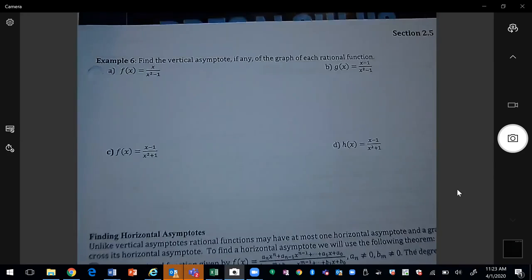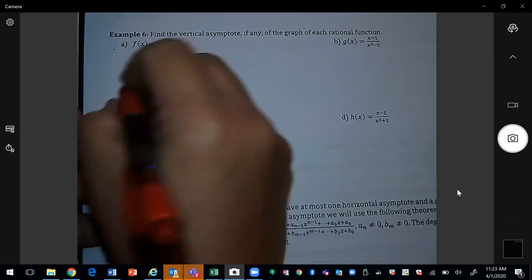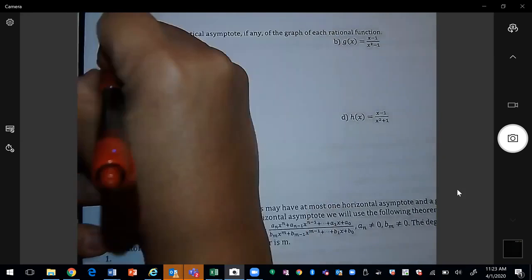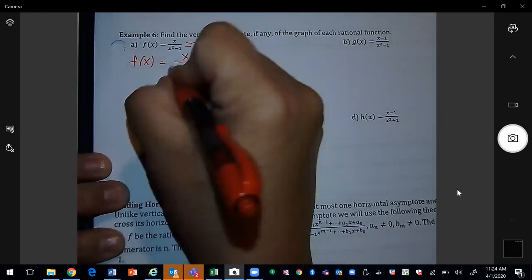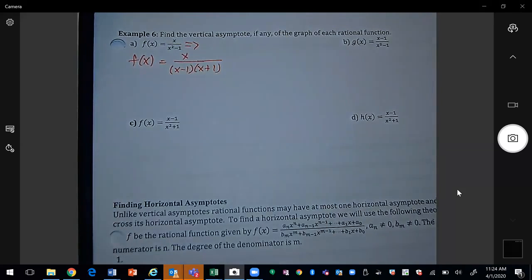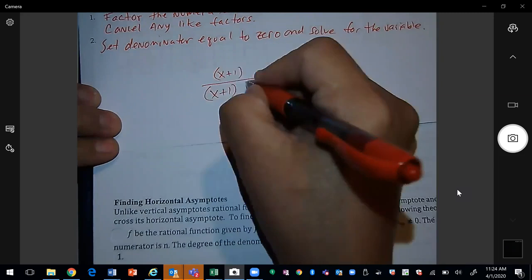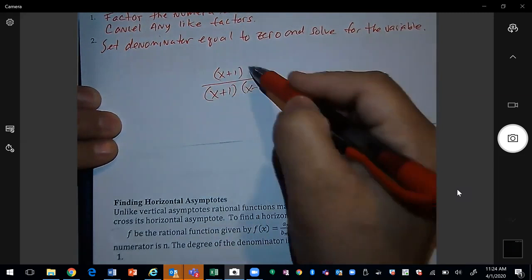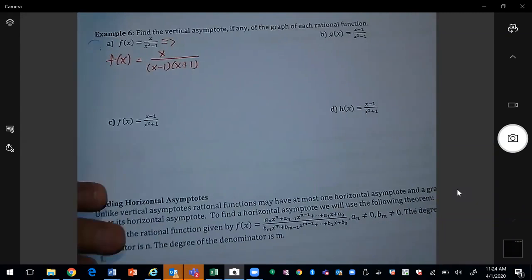So it says find the vertical asymptote, if any, for each graph. So the first thing is to factor the numerator. So here, x is already factored, but x squared minus 1, we can factor as x minus 1, x plus 1. And then you want to ask yourself, can you cancel anything here? And we can't. The only time you can cancel something is if we had, for example, something like this, then we would be able to cancel the x plus 1. But in this example, we only have x up here, so we cannot cancel. So it's already done for us there.